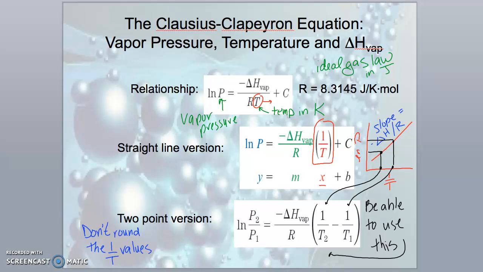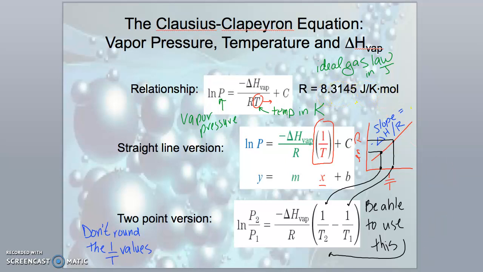So we've got the natural log of P. If we plot this on the y-axis and we plot 1 over T on the x-axis, the slope would be the negative delta H vaporization over R. And this is the ideal gas law constant, but the units are in joules per Kelvin mole. So it might look a little funny to you, but this is correct in these units.